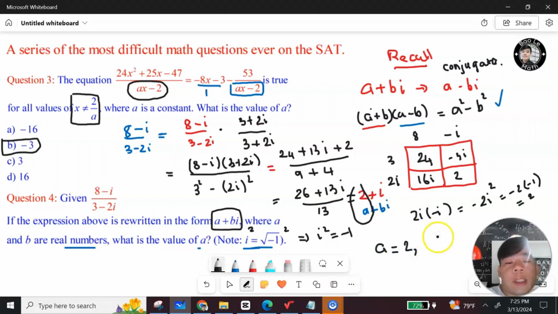If the question asks you for b, what should b be? We equate this one. We don't see anything, so put 1 right here. So b equals 1. Alright, and that's it.